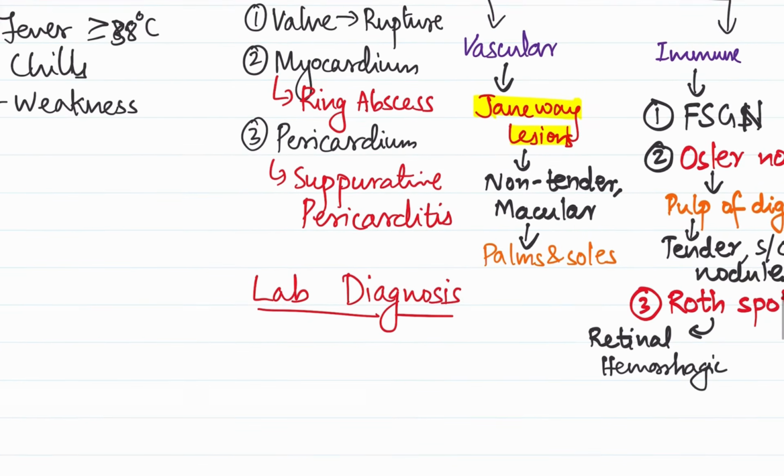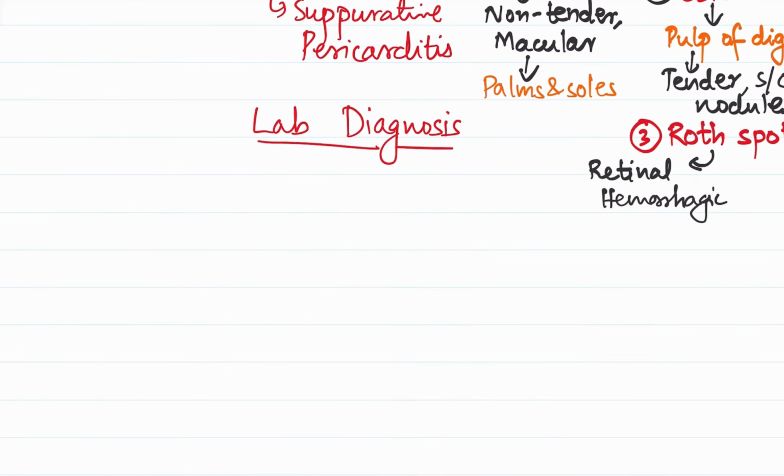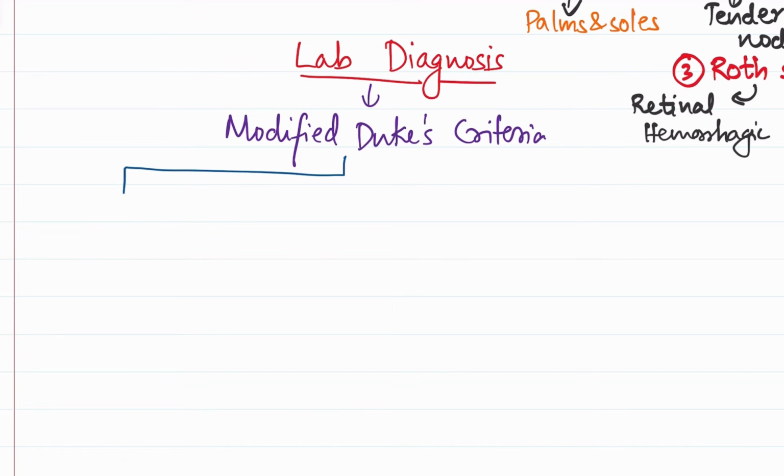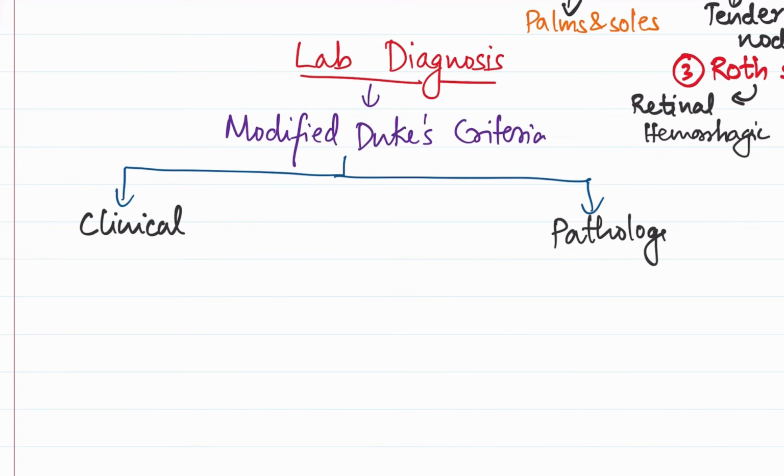Now, how do we diagnose? How do we say that someone has infective endocarditis? For definitive diagnosis, we use the modified Duke's criteria. So Duke's criteria has two elements. There is a clinical part and a pathological part. So either you can diagnose by clinical criteria or by pathological criteria. The pathological criteria is that either by histopathologic examination or by culture, you have to identify or isolate the microorganism.